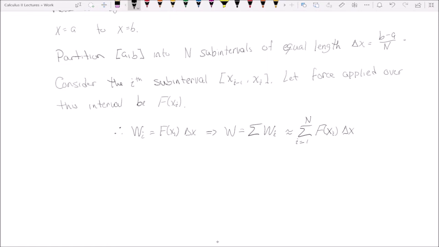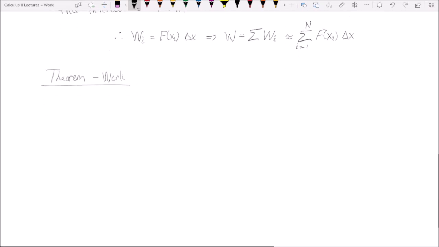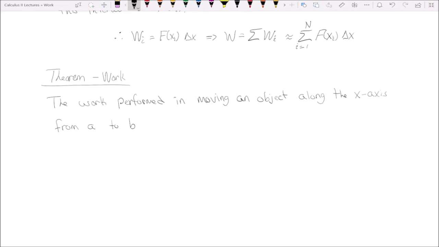So therefore, we get the following. The work performed in moving an object along the x-axis from A to B by applying a force f of x is given by the integral from A to B of f of x dx.